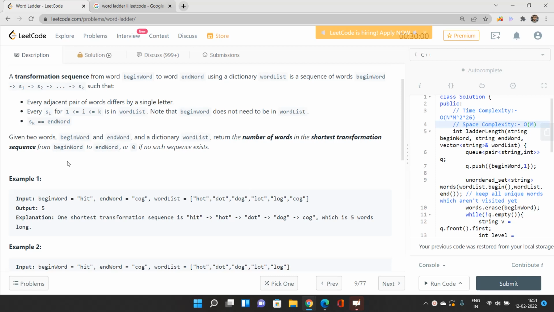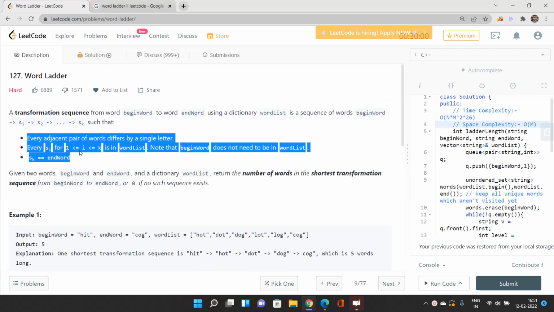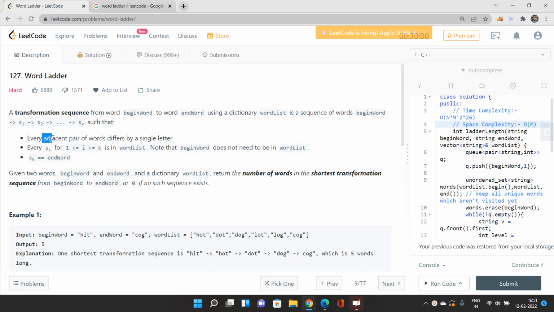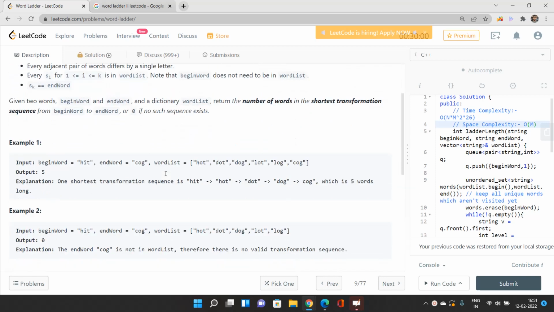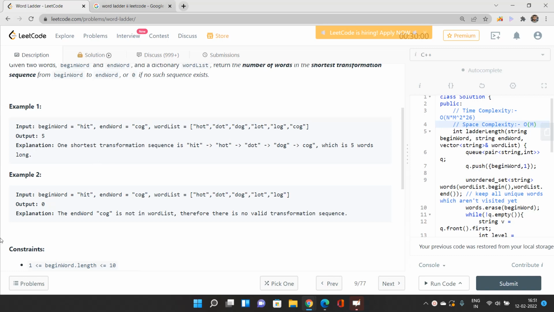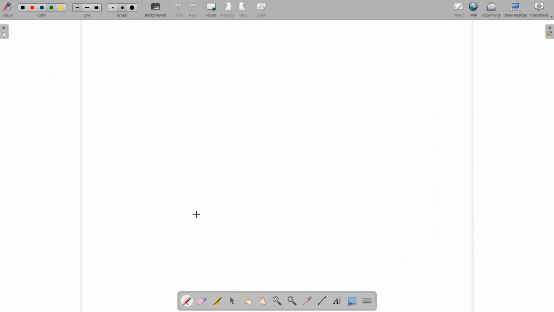The only difference is that we have a source node signifying a string, which is the beginWord, and there is an endWord, the destination node containing a string. And all the nodes which lie on the path from the source node to the destination node are going to satisfy this condition: each node containing a string will be present in the wordList, and the adjacent nodes must differ by a single letter. Okay, so let's try to understand this with the help of examples. So let's begin. Let me fill out the examples first. We have a beginWord, let's say I have beginWord as hit.